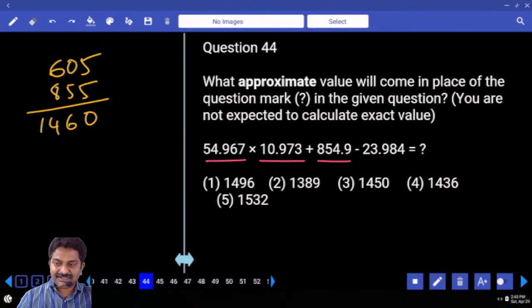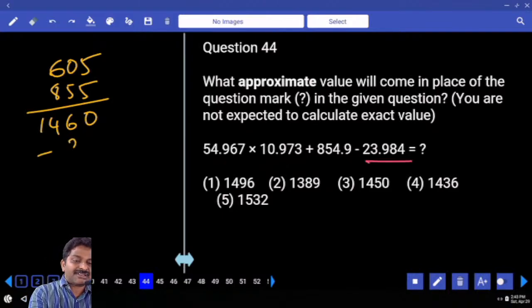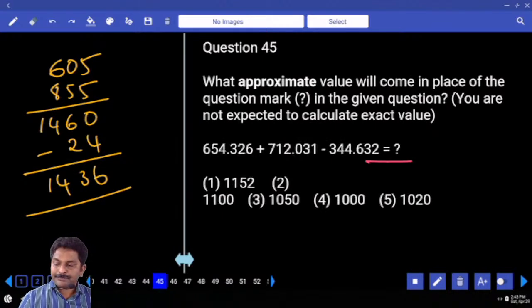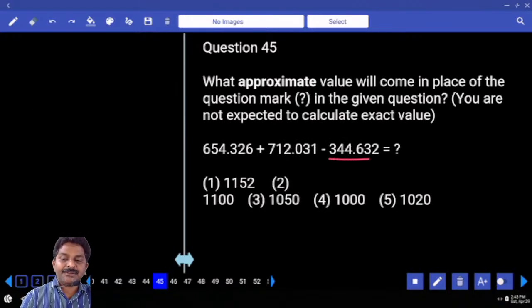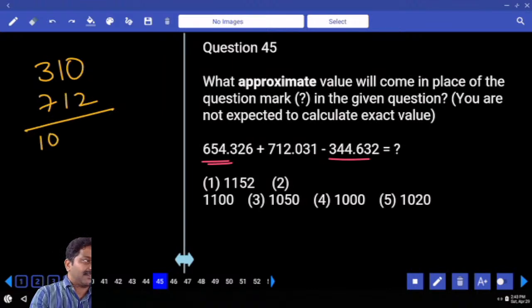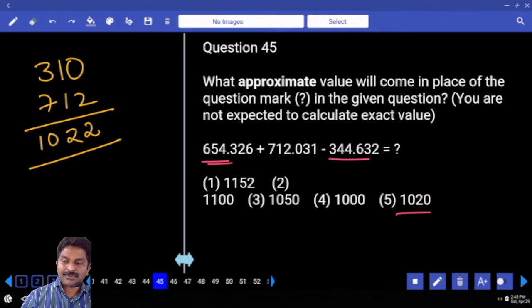Both together it is 1460 only. Both are positive numbers and there is a negative number also. How much is that? That means 1400. Yes. What is the negative number? Subtract that one from the first number and write the result here. 310. Correct. What is the other positive number? Hundreds place. 1022. Approximate 1020.